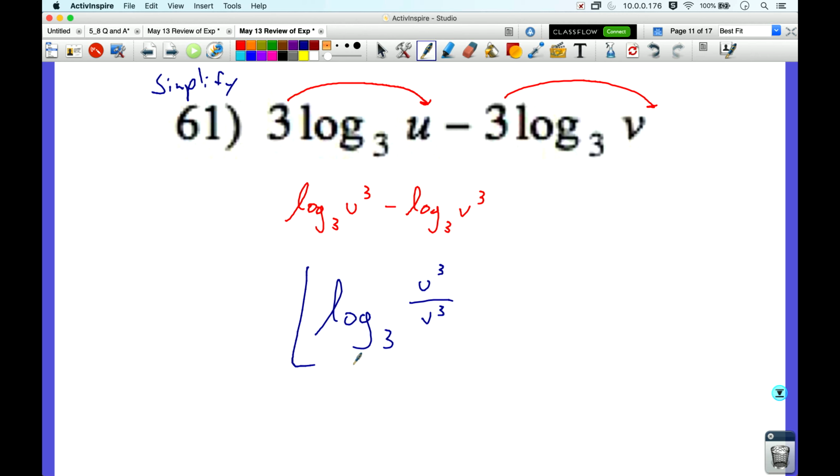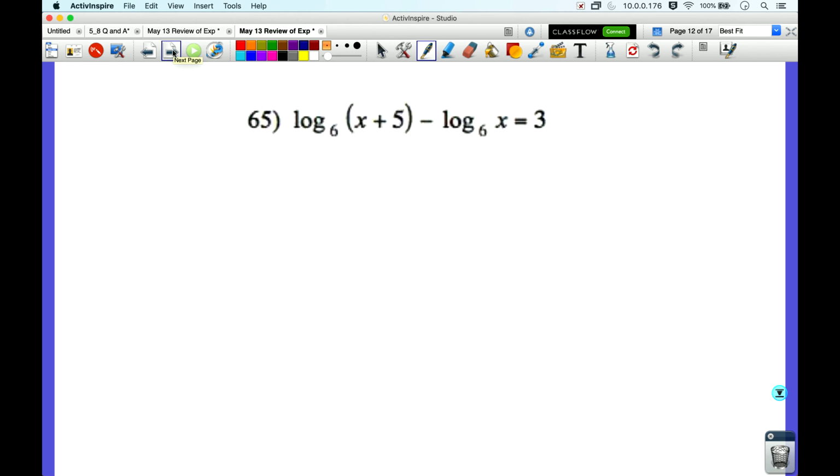I'll leave it like that. You could take the cubed out. You could do, yeah, but that's fine. As long as you're able to just work with the properties, you'll be able to always pick the right answer.